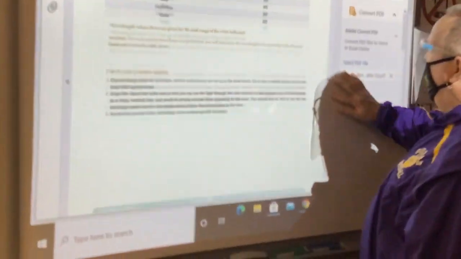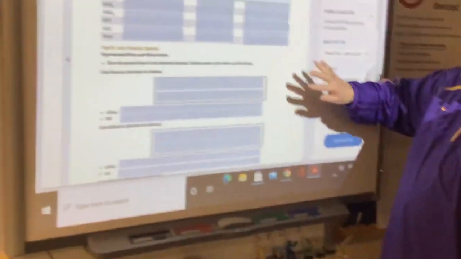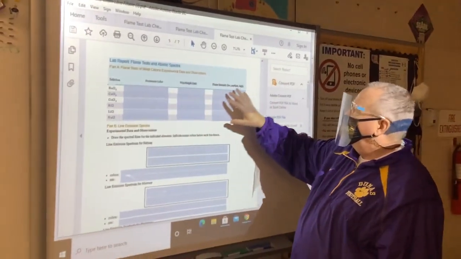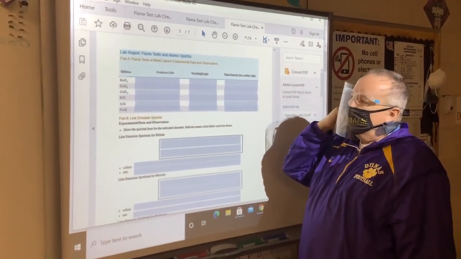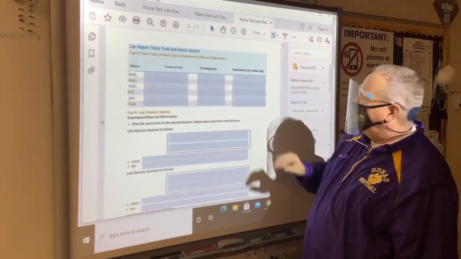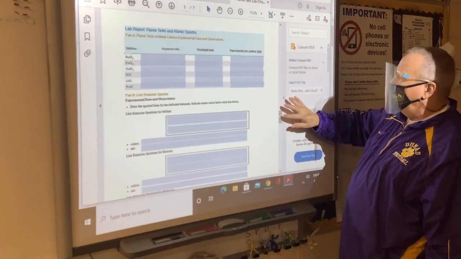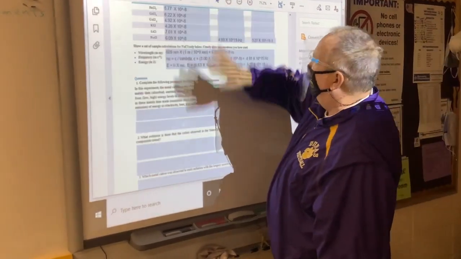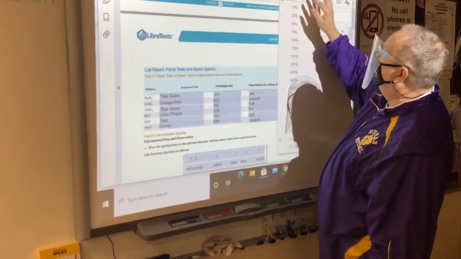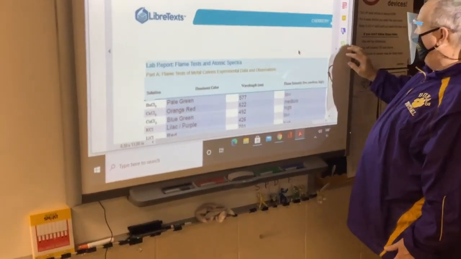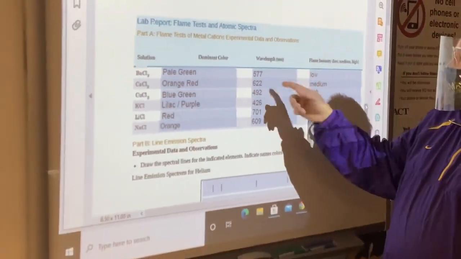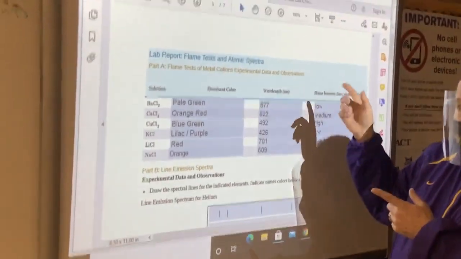So when I go down here, we were asked to record the colors and the flame intensity. But what we want to do is, after we get our colors, go back up and look up what wavelength that was in that table, okay? I just happen to have them written down in this one. If I can make this bigger and get this table where we want it, you can see barium chloride was pale green. That's a wavelength of 577 nanometers from the table.